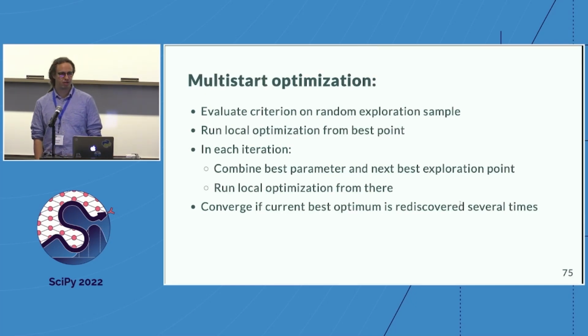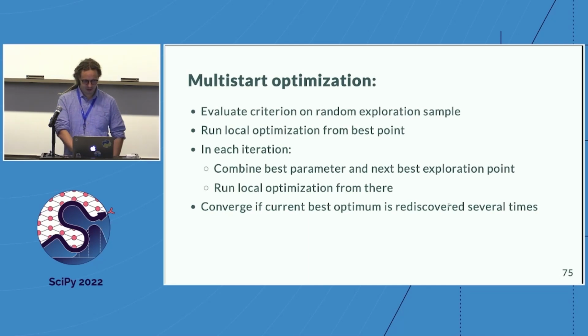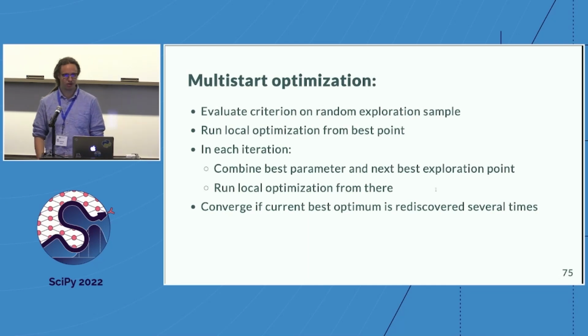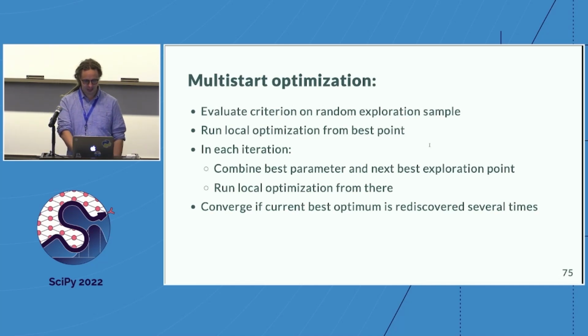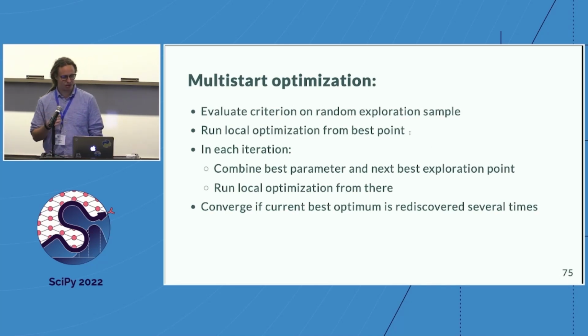And finally, there's multi-start optimization. Now, there are different ways of doing multi-start. I'm presenting the one that's implemented in Estimagic. So we first also evaluate the criterion function on a random exploration sample. You can choose different sampling methods for that. Then run the first local optimization from the best point of the exploration sample.